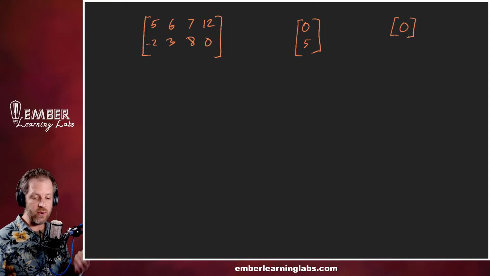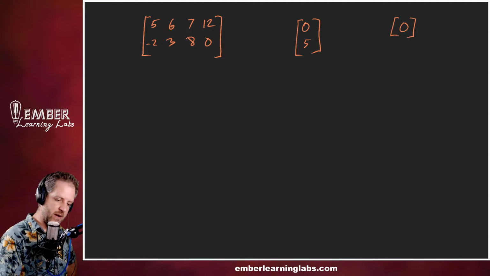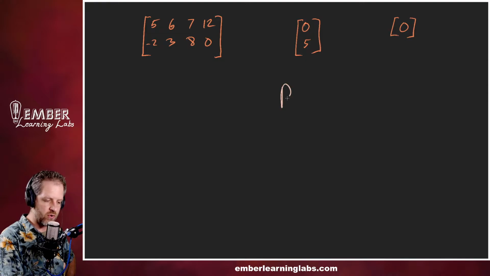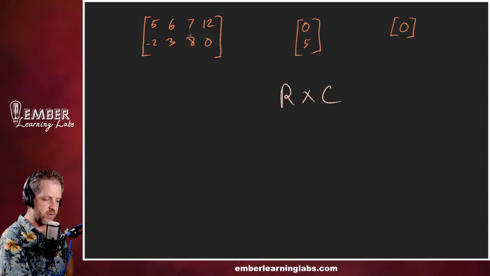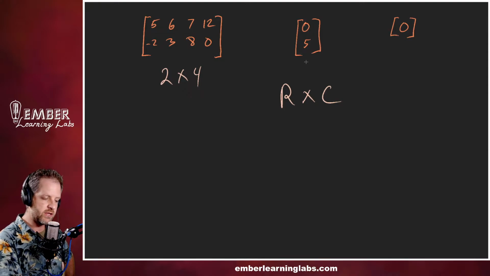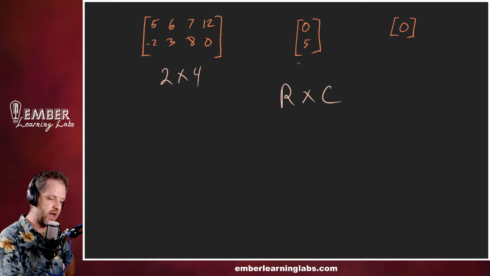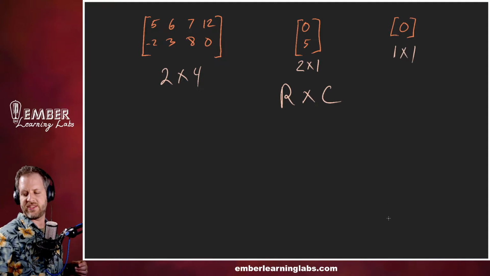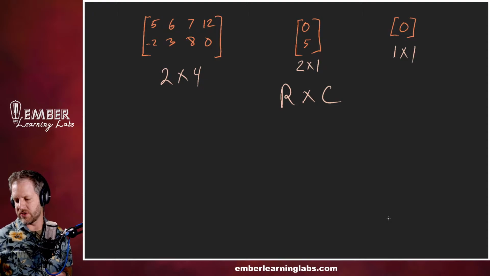Now, the way we talk about the size of a matrix is we describe it as row by column. So this one right here would be a 2 by 4 matrix, 2 rows by 4 columns. This one right here would be a 2 by 1 matrix. And then this last one would be a 1 by 1 matrix, right? So that's kind of how we size matrices.